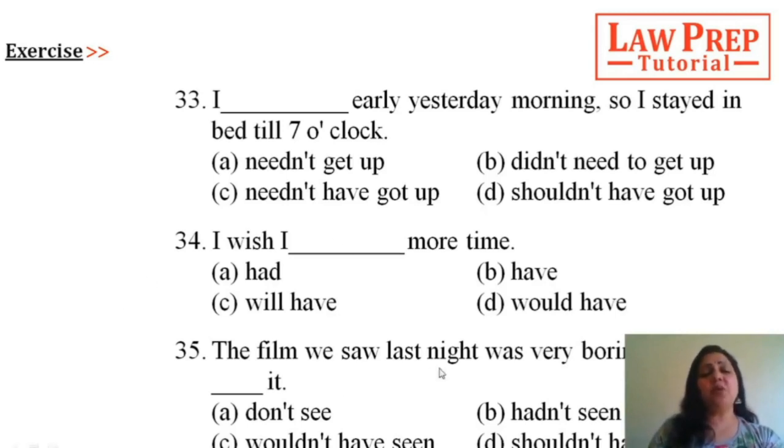The film we saw last night. We saw a film last night. Time factor. It was very boring. I wish. Again a question on I wish. I wish I dash it. Don't see. Wish tense is don't see. Present tense. Hadn't seen. Wouldn't have seen, shouldn't have seen. See, there's only one past tense used. So you must be wondering now why you're using past perfect. See, already simple past is there. So I have a combination which is required. And so I'm using hadn't seen. I wish I hadn't seen it. There's a difference in the two.